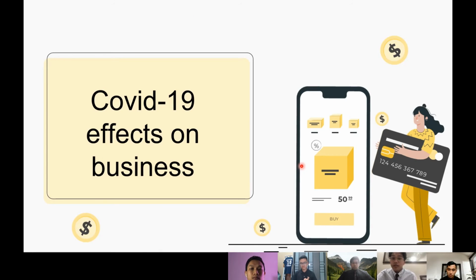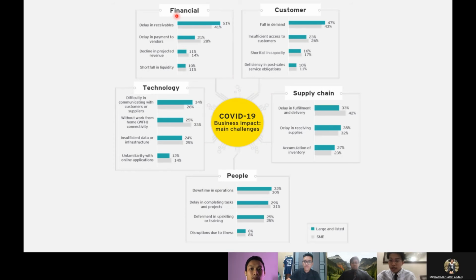For COVID-19 effect on business, the first one is financial. For the top challenge, financial issues including cash flow, liquidity, delay in receivables and decline in revenue. The intervention needed is initiatives which reduce financial burdens or provide relief on loans and obligations are a priority.